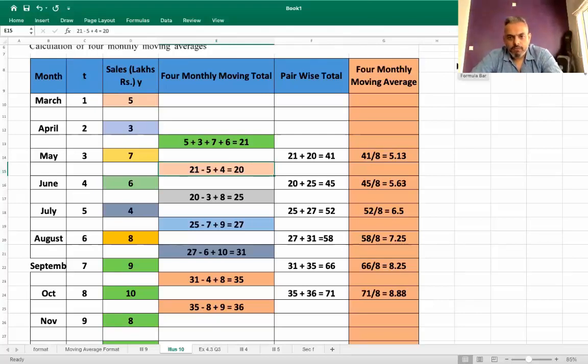Now come to exercise 4.3, question number 1, and you have to do this sum right now on your own. It's a 3 yearly moving average, so it's a simple one. You don't have this multiple total and then averages. So please start doing it and send me the answer in the chat box.